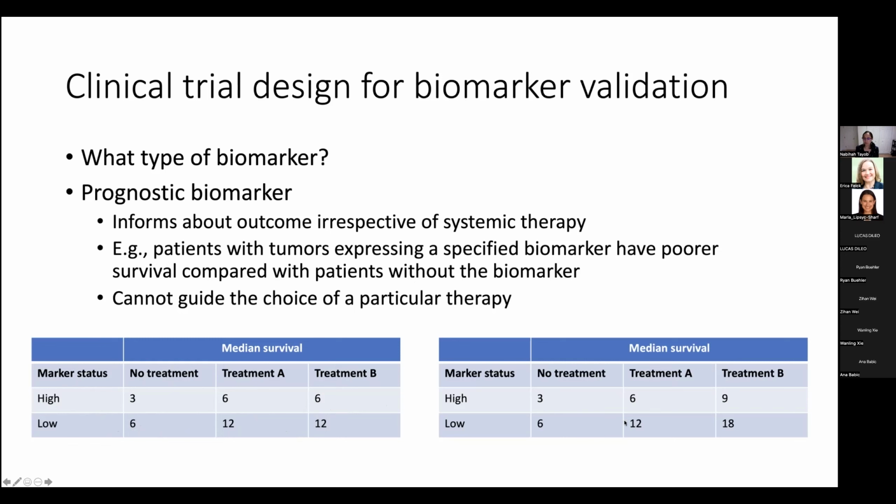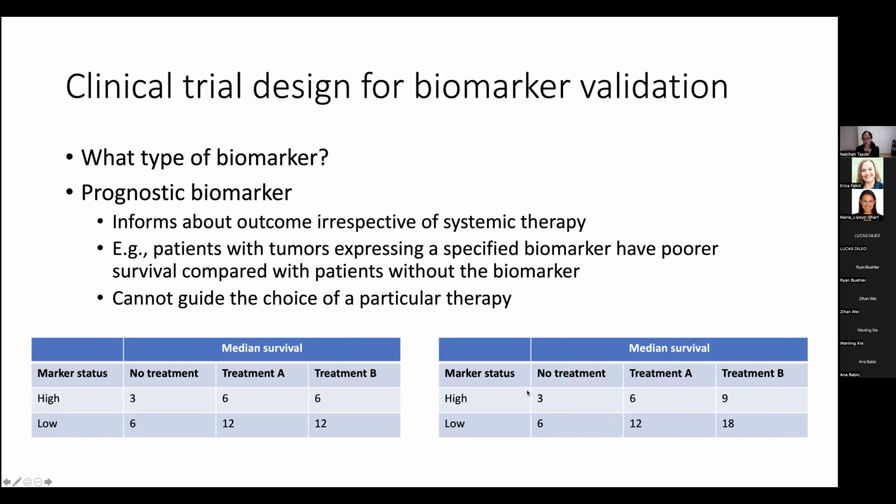And here your hazard ratio for the biomarker is 0.5. So when your biomarker is low, you have longer median survival, and when your biomarker is high, you have poorer median survival.